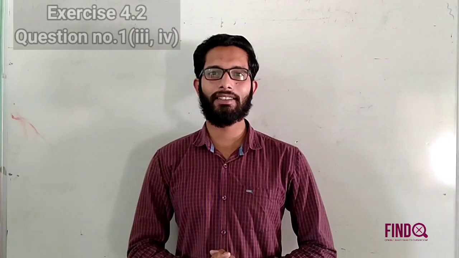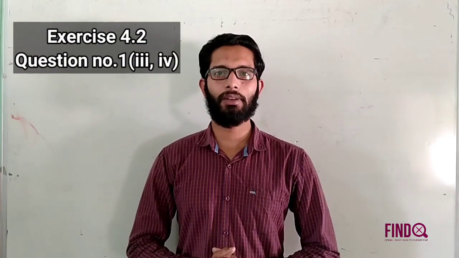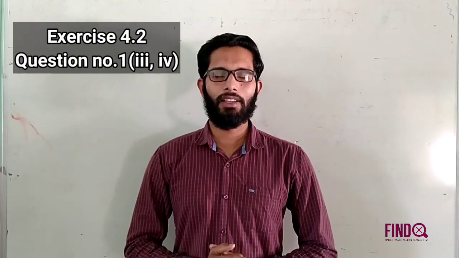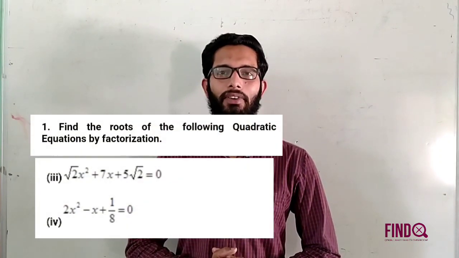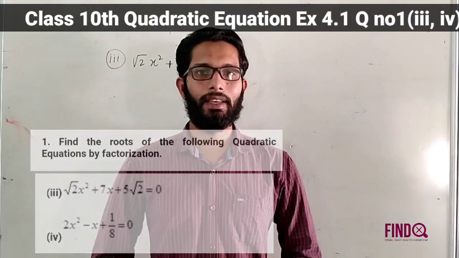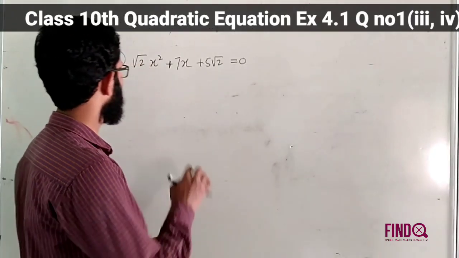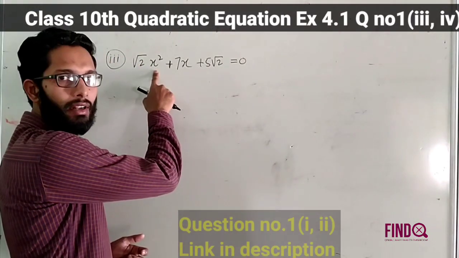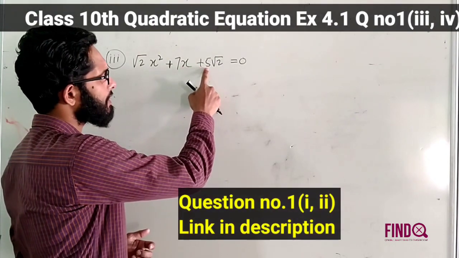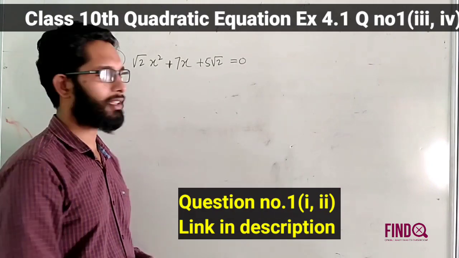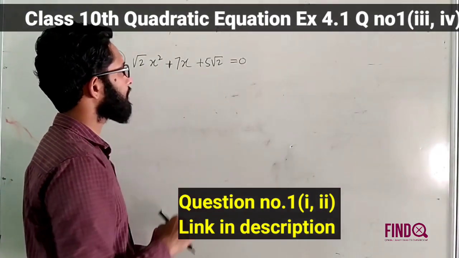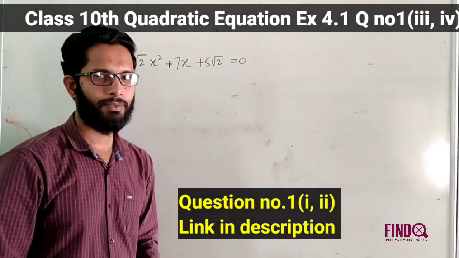Today we are discussing exercise 4.2, question number 1. The question is, find the roots of the following quadratic equation by factorization method. Third part, root 2 x square plus 7x plus 5 root 2 is equal to 0. By factorization method, we want to find the roots of the quadratic equation.